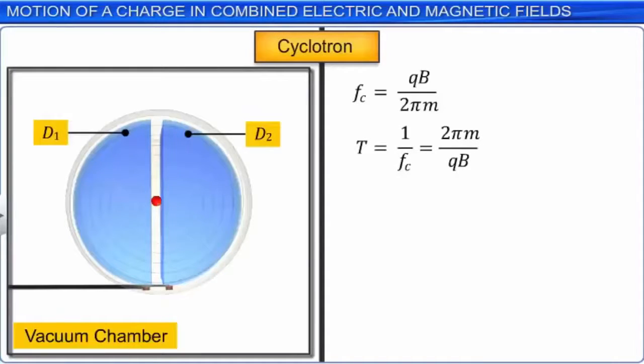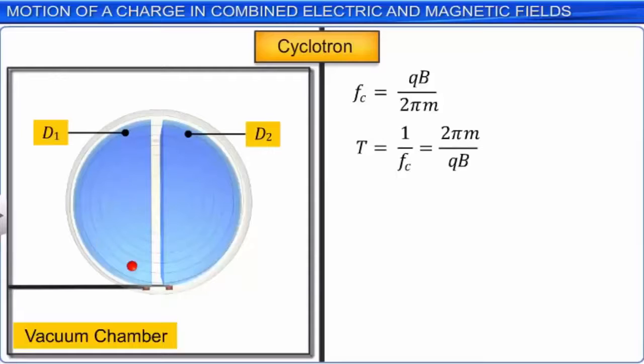The condition in which the frequency of the applied voltage is equal to the cyclotron frequency is called resonance. We observe that as the kinetic energy of the particle increases, the radius of the circular path increases and the particle now moves in a circular path of greater radius. Inside the Ds, the particle once again travels in a circular path free of the electric field. And every time it crosses the Ds, it gains kinetic energy equal to qV.